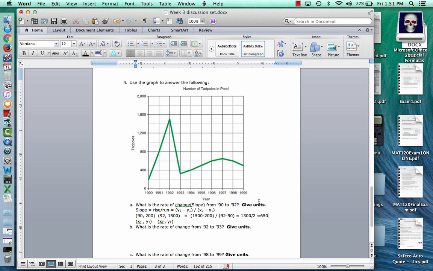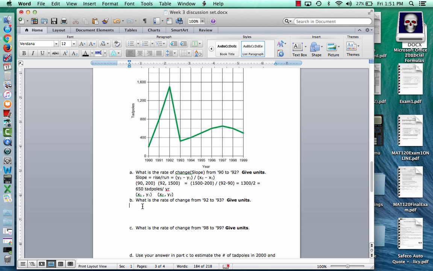Now it says give units. Now remember, we're doing y divided by x. So the units for y are tadpoles, and the units for x are years. So just remember, whatever the units are for y, that's what you give, tadpoles per year. So the answer would be 650 tadpoles per year. The units are tadpoles, the y coordinate divided by the x coordinate.